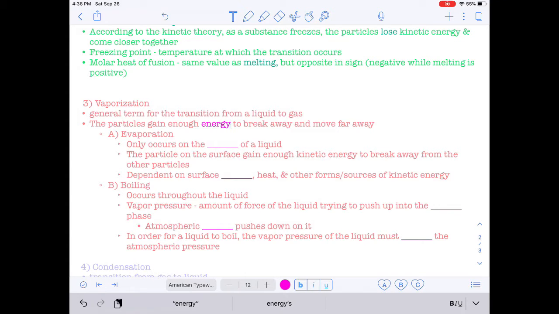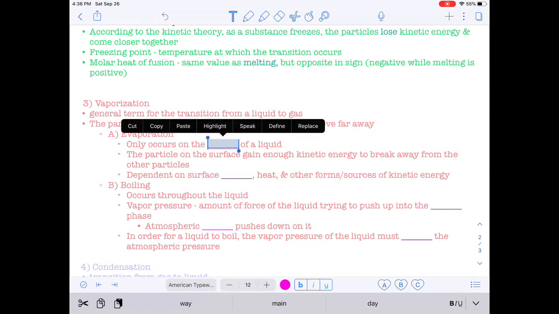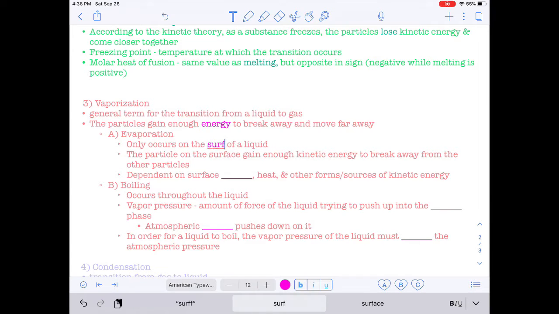is evaporation. So this only occurs on the surface of a liquid. The particles on the surface gain enough kinetic energy in order to break away from the other particles and turn into gas instead of being part of this liquid. And this is dependent on things such as surface area, heat, and other forms and sources of kinetic energy that can access the surface of this liquid. Because once it gains this energy, it can break away and move from a liquid to a gas.